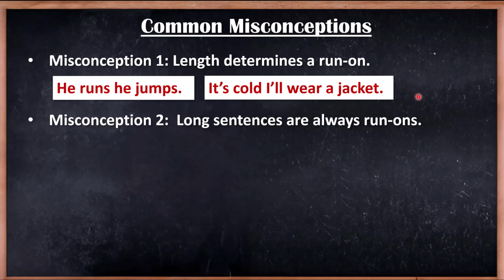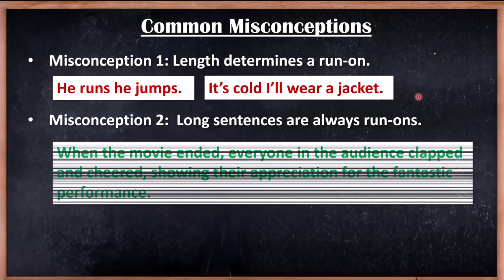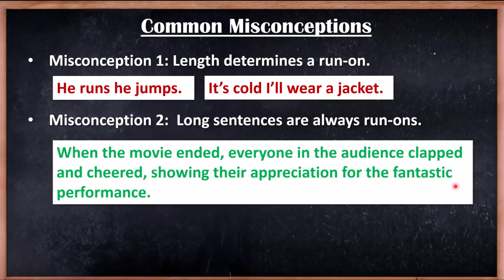You can have a long sentence in English and that sentence may not be a run-on sentence. For example, this sentence is not a run-on sentence. When the movie ended, everyone in the audience clapped and cheered, showing their appreciation for the fantastic performance. This is a correct sentence. It's a compound complex sentence, and it has a dependent clause, an independent clause, and a participle phrase at the end. I've linked you to my video on compound complex sentences if you want to learn more about this type of sentence in the description below.